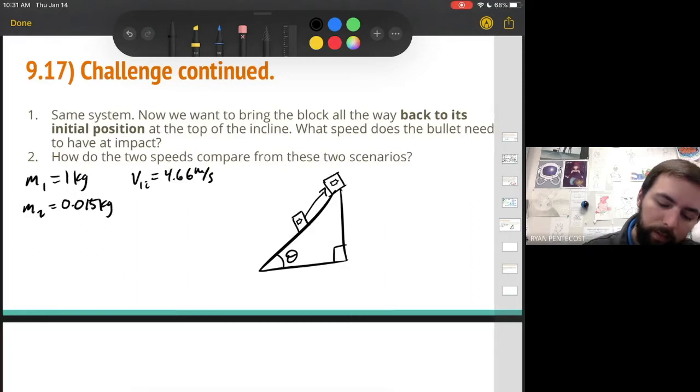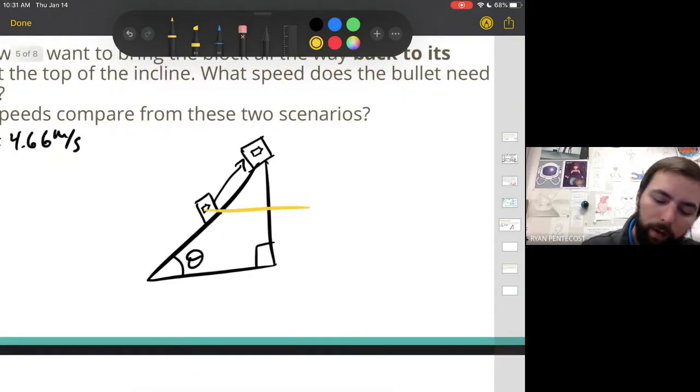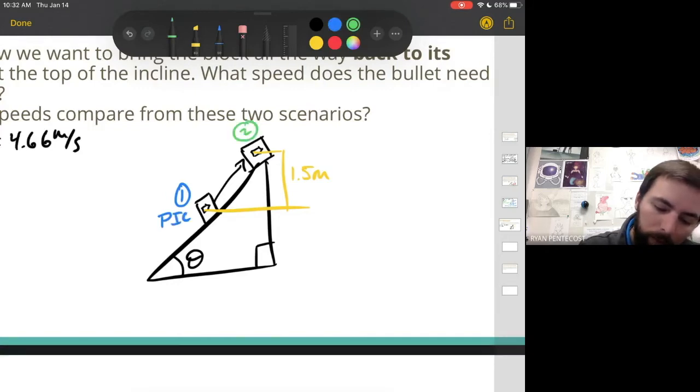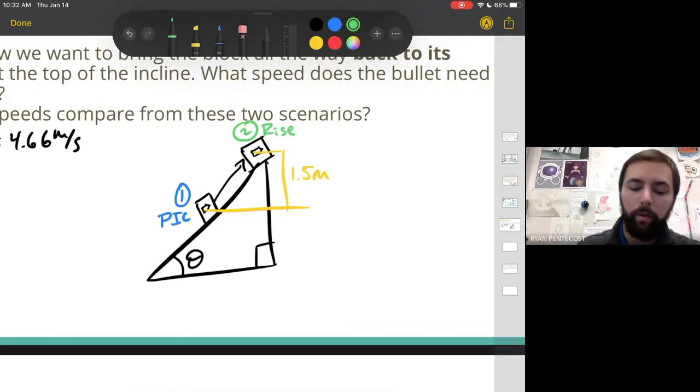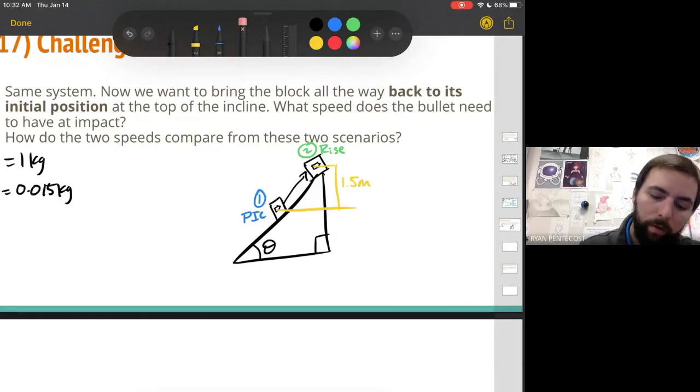That's at the collision, right? Yeah, so we're going to have the exact same scenario that we did before, right? You're going to have this rise of 1.5 meters, but you're also going to have part one, that's the collision, and then part two is going to be as it's rising up to the other part, right? So I'll actually color these just like I did before so that we can try and keep these straight.